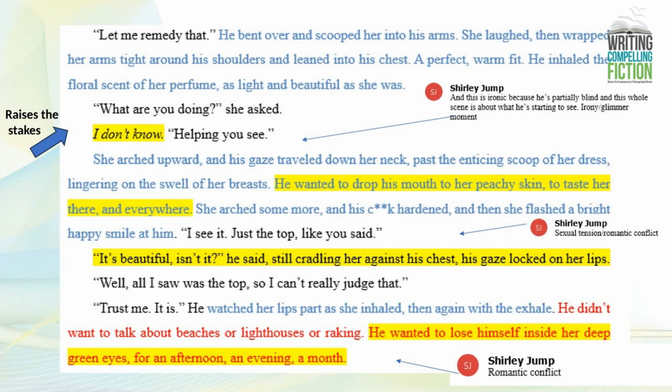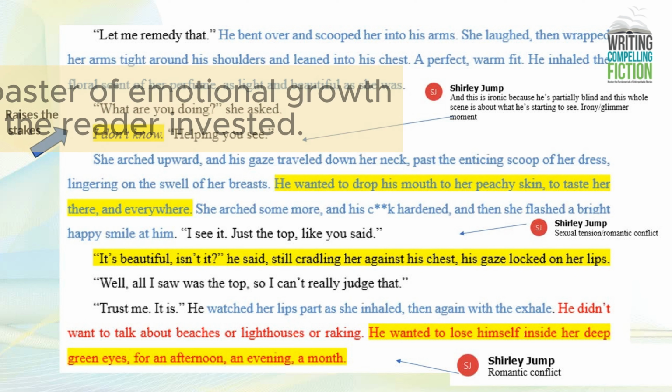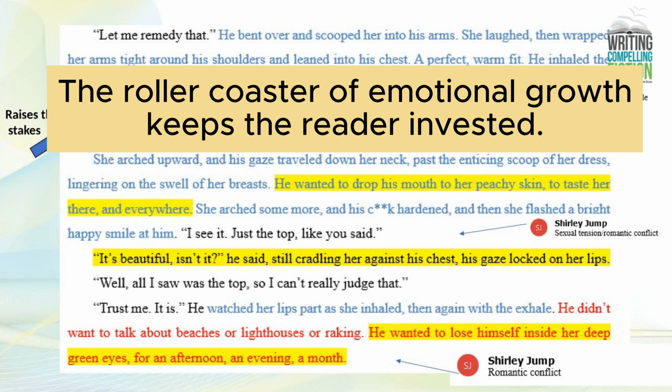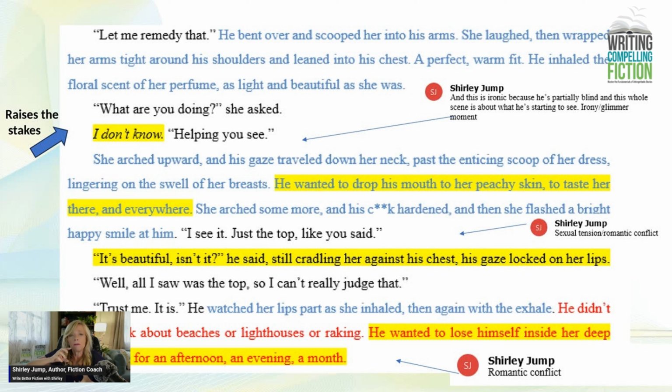We don't want the reader to immediately think, oh, he's going to fall in love by page 72. I don't want that to happen. I want the reader to kind of be guessing. And that's why we've got the push-pull, push-pull. Now I have a little bit of sexual tension in there because, again, it is a romance. And he says, it's beautiful, isn't it? And he's not at all talking about the lighthouse, of course. He's looking at her. He doesn't want to talk about lighthouses or beaches or raking. He just wants to talk about her. There's the development of the romantic storyline.